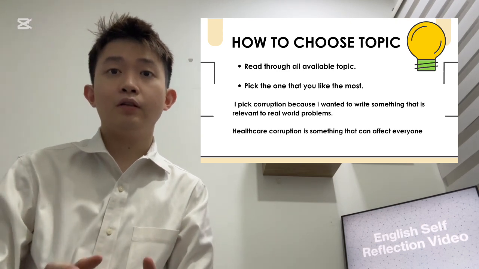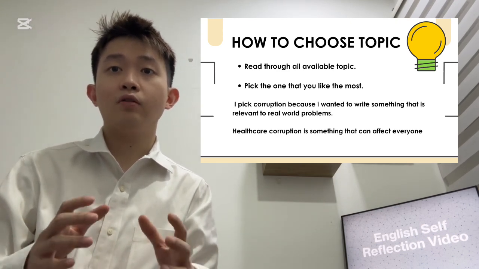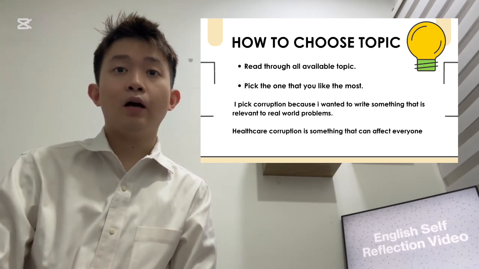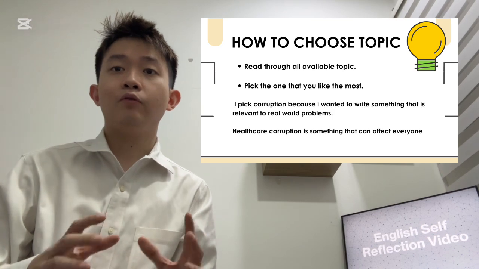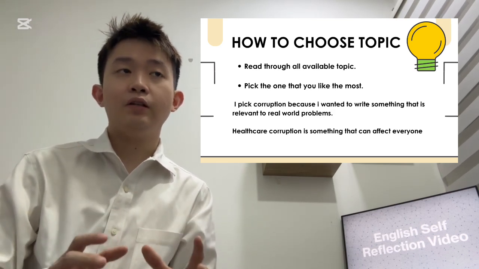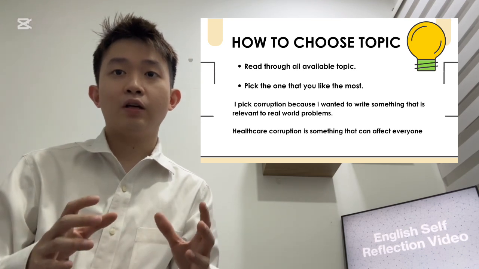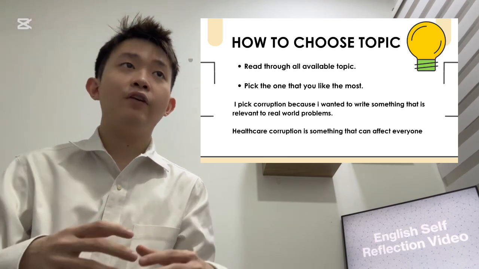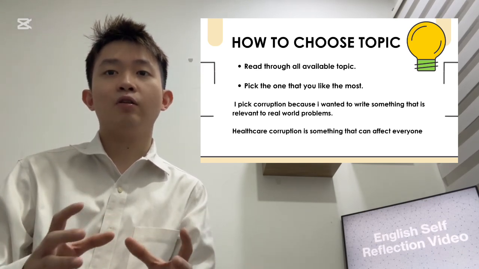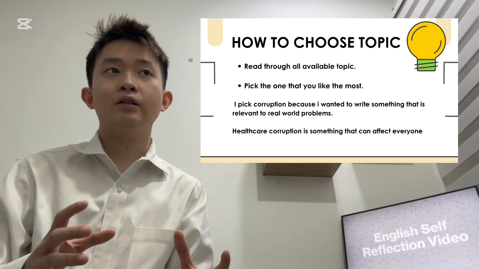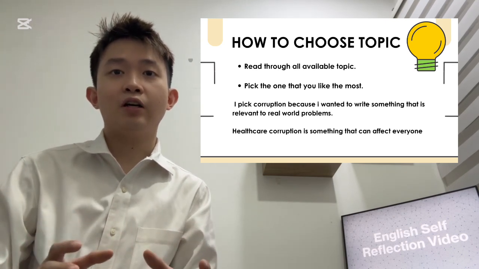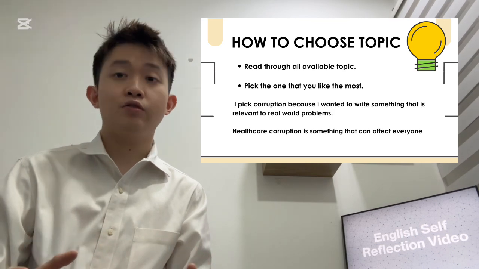When I first started, I read through all of the available topics and I picked the one that I liked the most, which is corruption. I wanted to write about something meaningful and relevant to real-world problems. I chose the topic of corruption in India's healthcare system because healthcare is something that affects everyone, and I was shocked to learn how corruption can stop people from getting basic medical treatments. I also felt this topic would give me a chance to explore both facts and solutions.